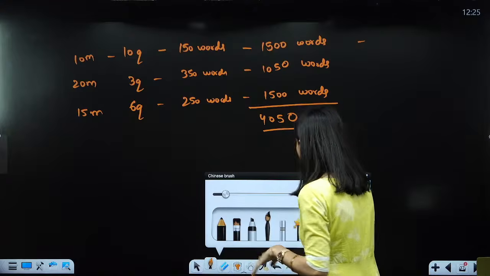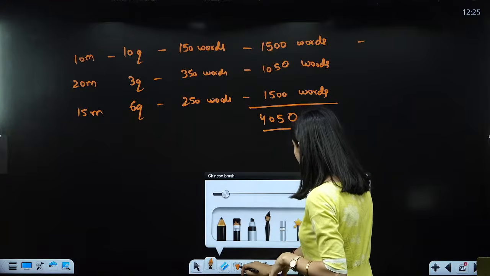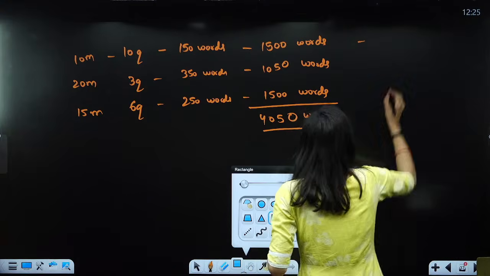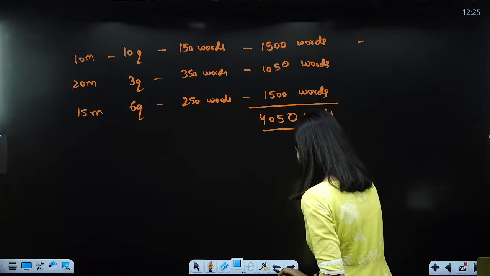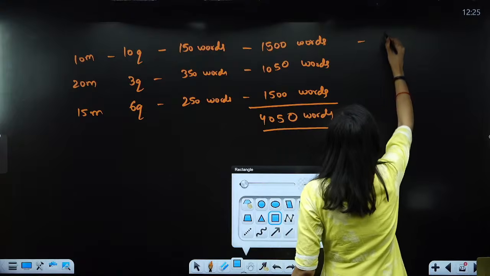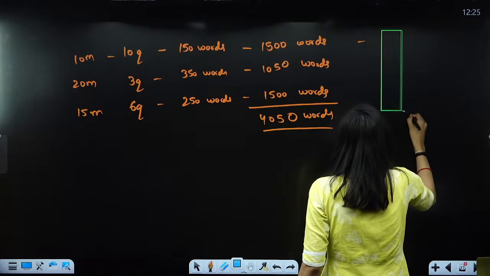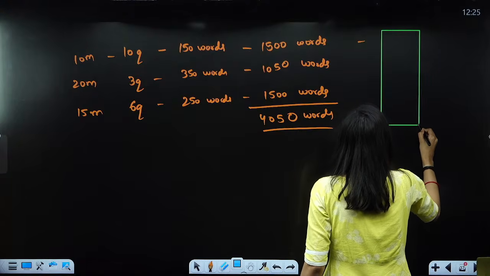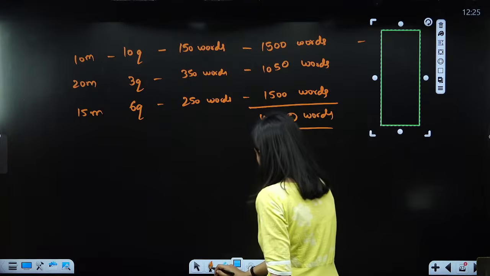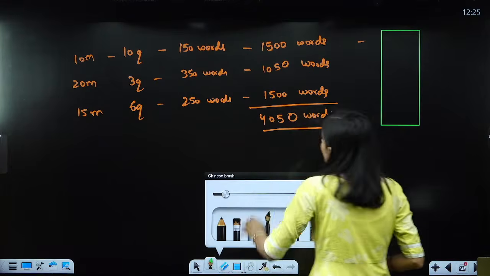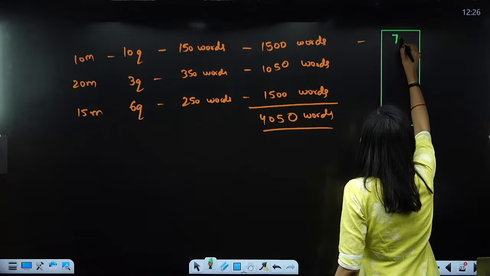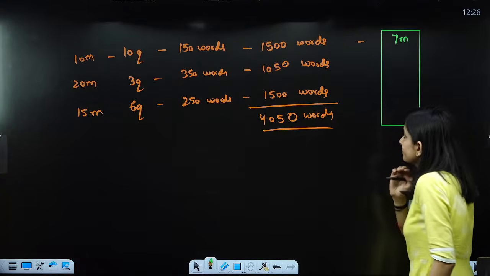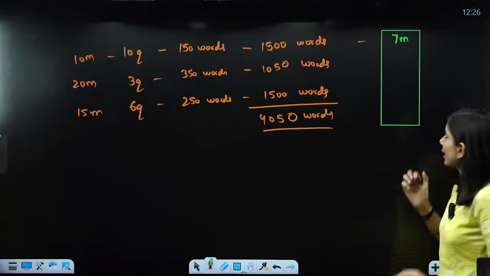I'm not saying for the very first time you are supposed to write or complete it within the time that I'm telling you. You don't need to complete it within the same time, but there is an expectation. So 10 marker, 10 questions, each question 7 minutes. It means 70 minutes done.